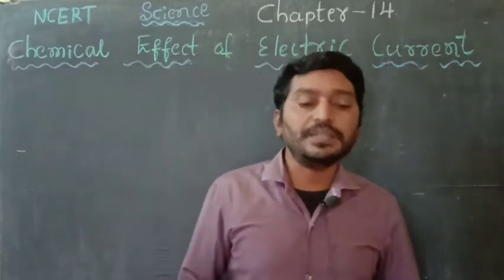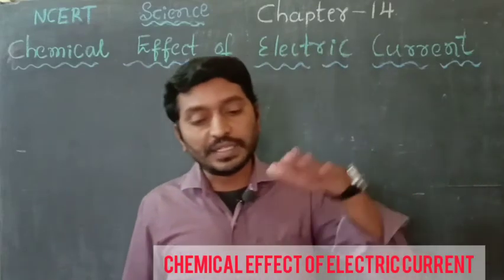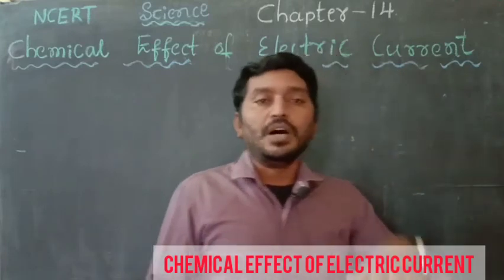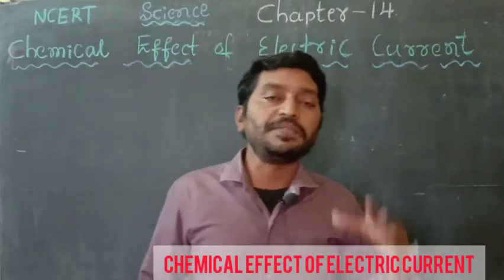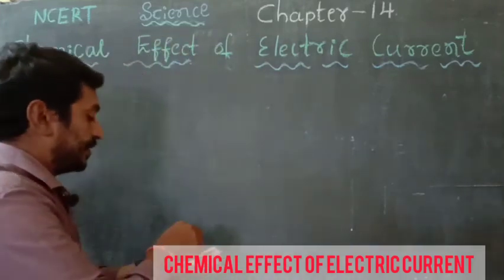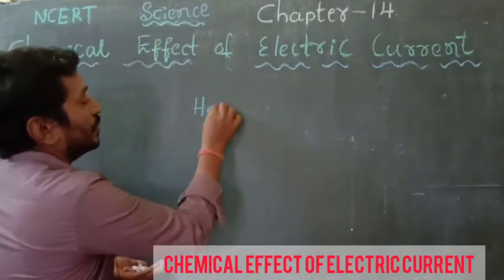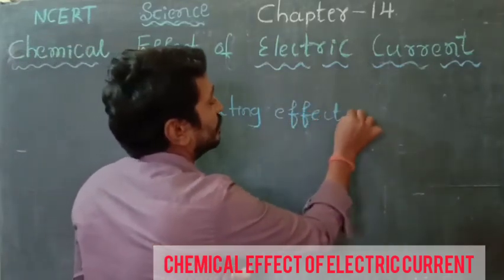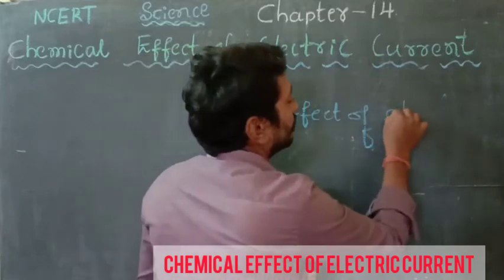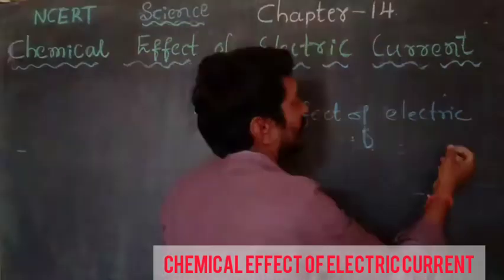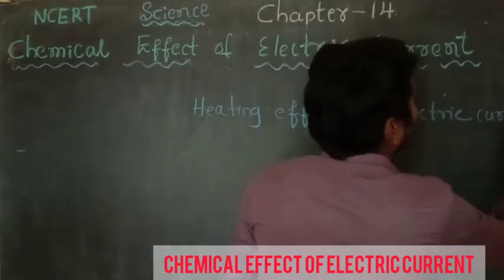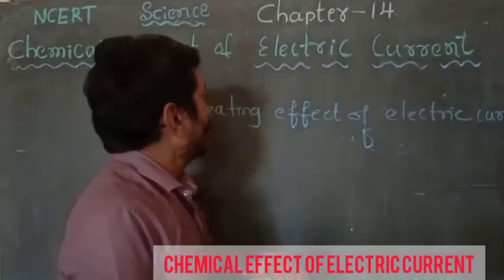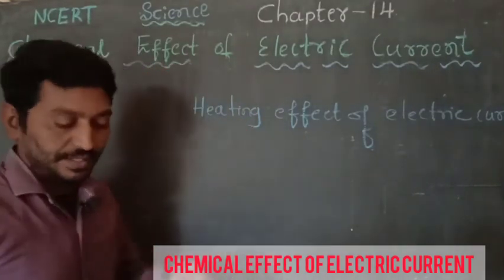Do you remember why the bulb glows when the electric current passes through it? This is possible due to the heating effect of electric current. Due to the heating effect of electric current. So here, heating effect of electric current.